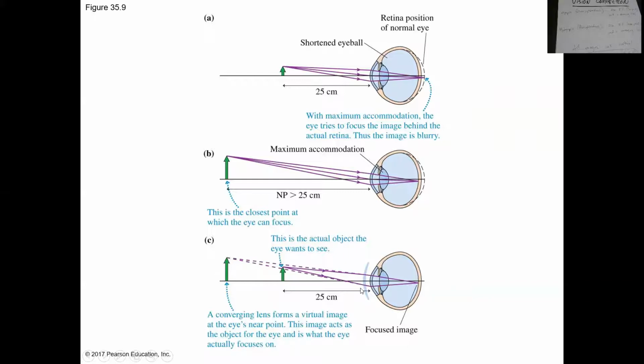And don't forget, if you're using a converging lens, the only way to get a virtual image is to put the object inside the focal length. Don't worry about this extra distance between the lens and the eyeball. Since this object is 25 centimeters from the lens, and we know that it's inside the focal point, that means the focal length of this lens must be greater than 25 centimeters.